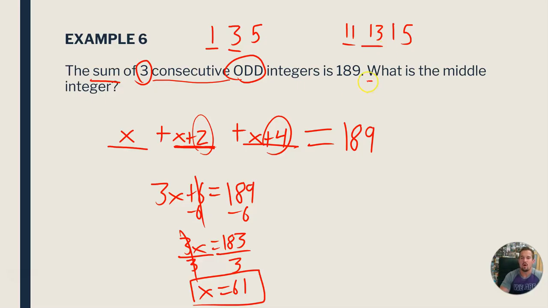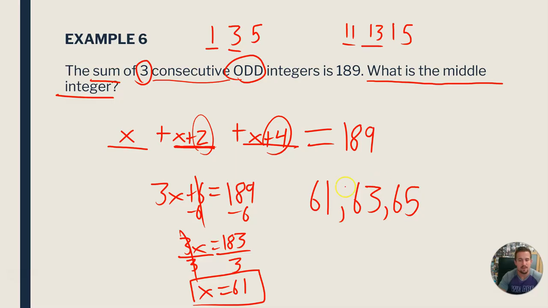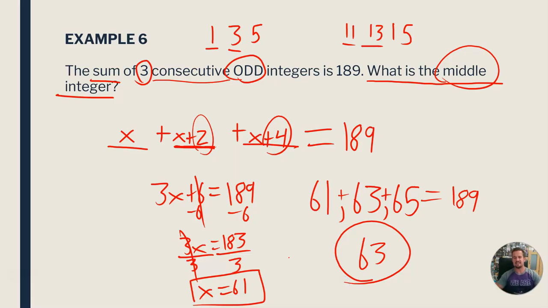But note that this problem said, what is the middle integer? So 61, that's x, that's my first odd integer. My next odd integer would be 63. My next odd integer would be 65. And if you double check and add all 3 of those together, you'll notice I will get 189. But that means the middle integer is 63. So my final answer would be 63.